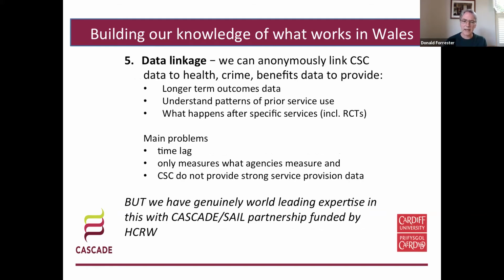And then the final thing in this bit is we could use data linkage. And I suppose this is a key strategic area for us to think about. So what we can do is anonymously get data about people's use of children's social care. So people who got allocated a worker, kids who came to care, whatever, people who were referred to an intensive family preservation service.